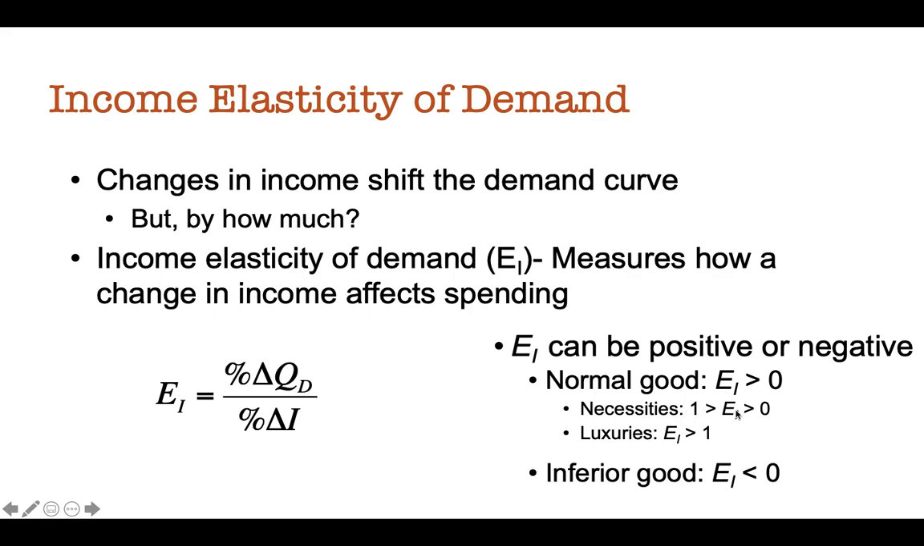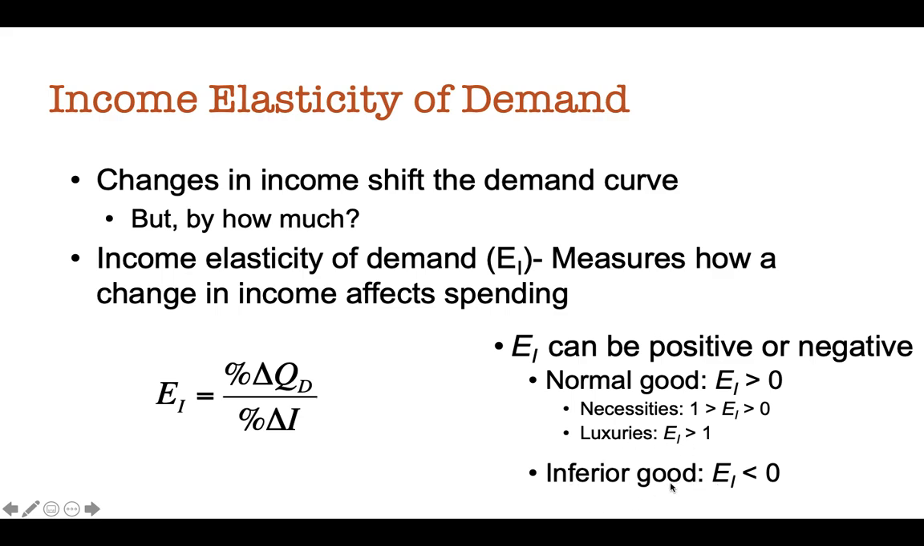Because when you think about it, necessities like toilet paper, groceries, things like that, I don't adjust my purchases of those necessities that much when my income changes. So I get a small number here. Versus luxuries like going out to dinner, going on vacations, travel. I change my quantity demanded a lot when my income fluctuates. So we're going to get a big positive number here for income elasticity.